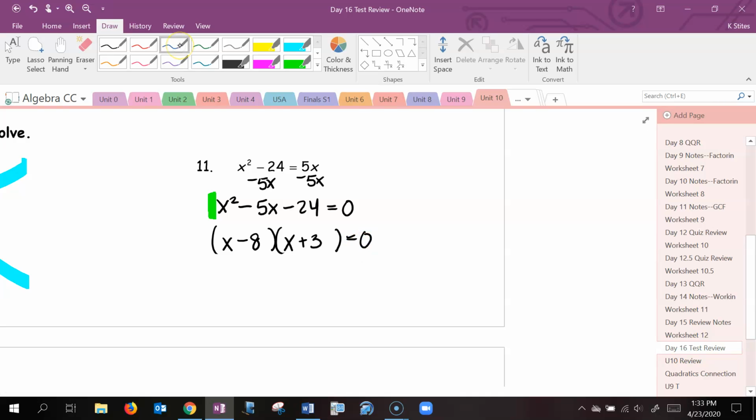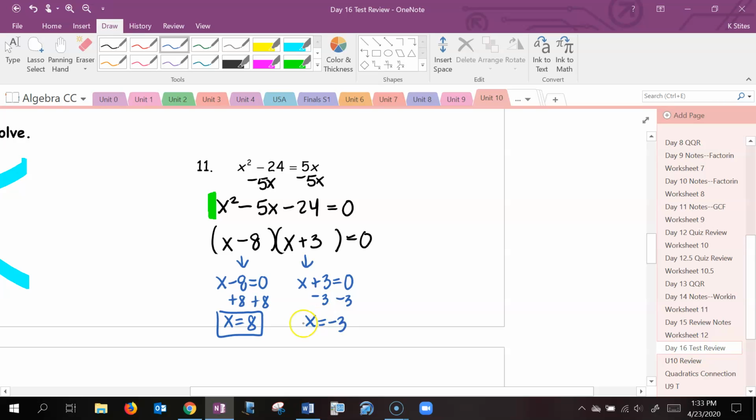Remember, now that there is an equal sign, you have one more step. We're going to set each of your factors equal to 0, and then we'll solve for x. I'm going to add 8. x equals 8. Subtract 3. x equals negative 3. And you should notice that your solutions are the opposite of what your factors were.